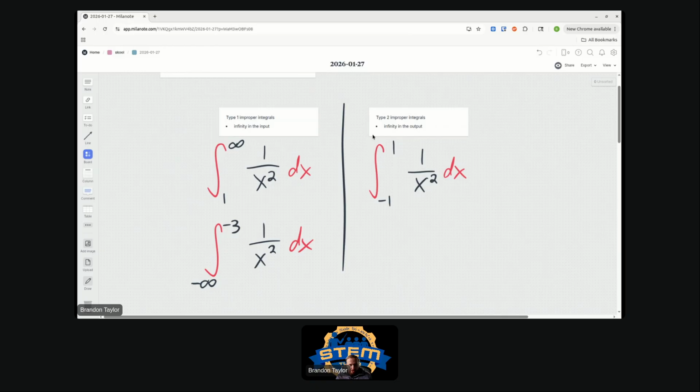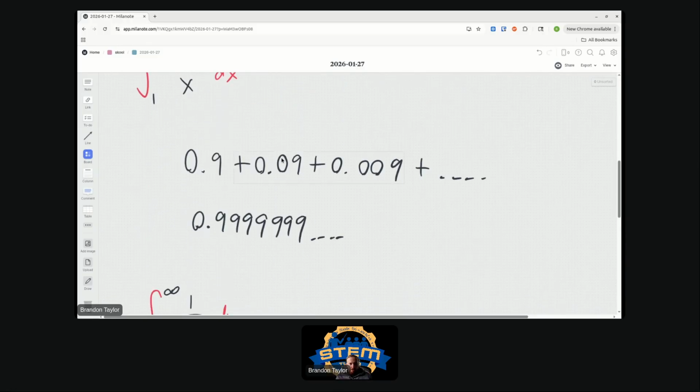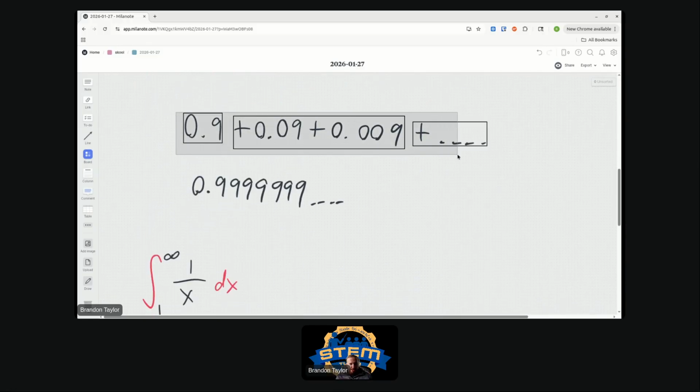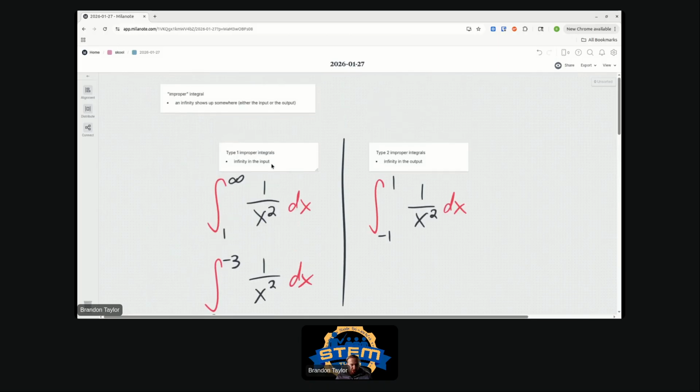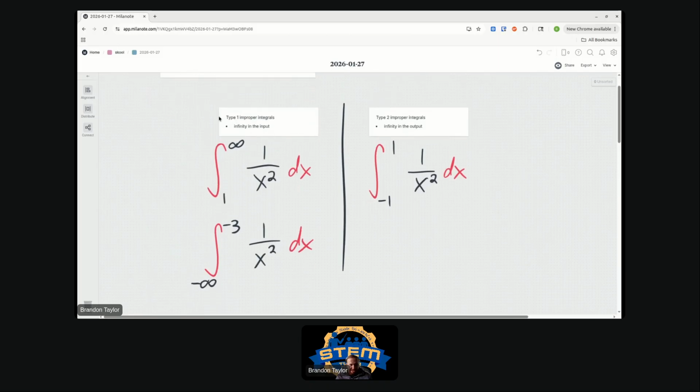Type 2 is if it shows up on the output. We'll deal with that later. But for now, we're going to talk about type 1 improper integrals. Before we do that, just as a refresher, when we talked about the words converge and diverge, converge means that even though there's an infinite width, basically an infinity in the input, the integral still equals a finite number. That's what it means to converge.